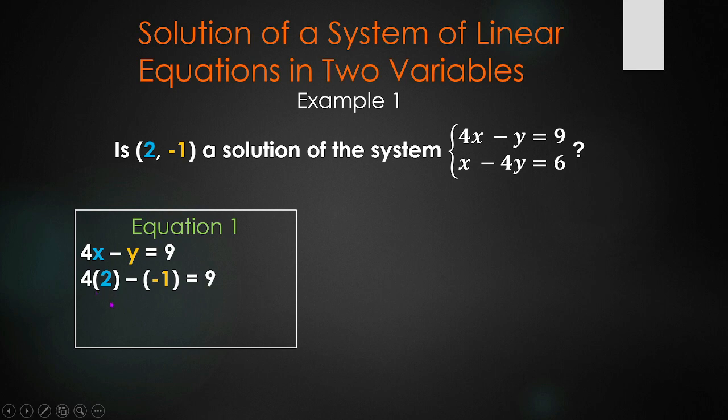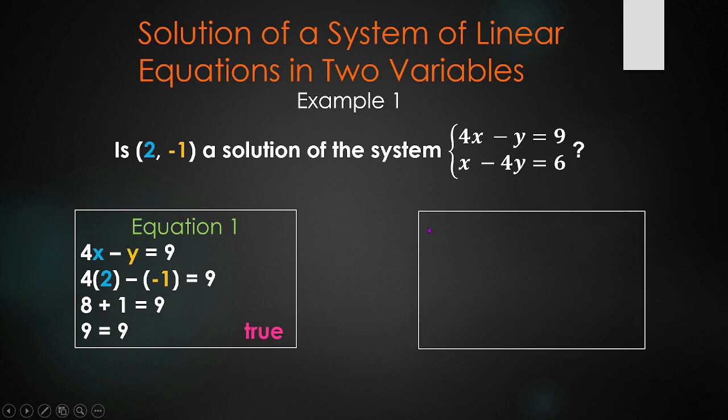4 times 2 is 8. Negative of negative 1 is positive 1. That's why we now have 8 plus 1. And 8 plus 1 is equal to 9. So 9 equals 9. Now, is this true? Yes, it is.